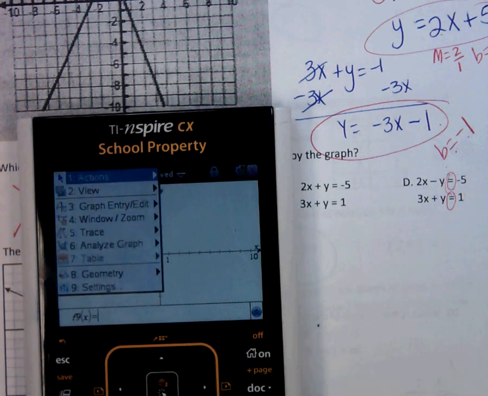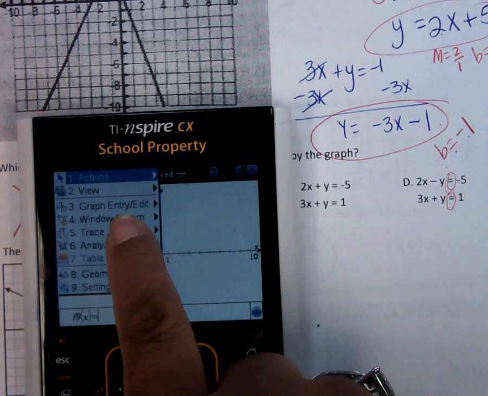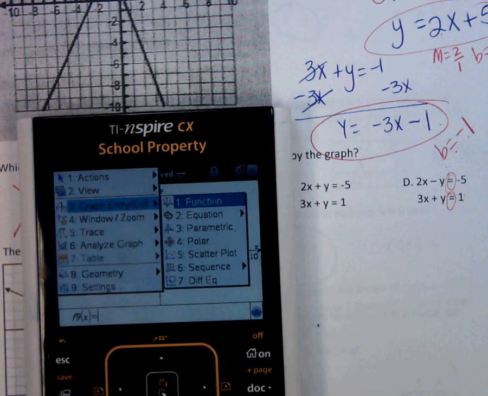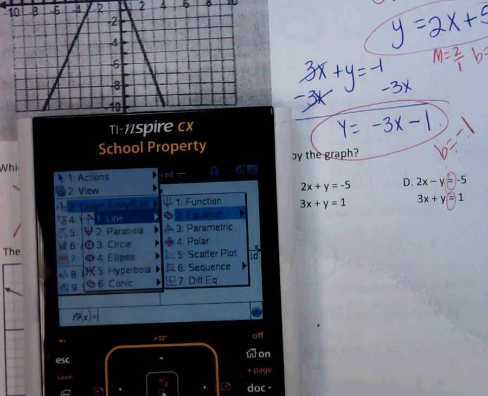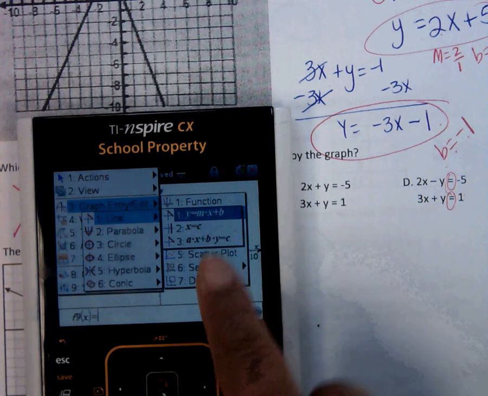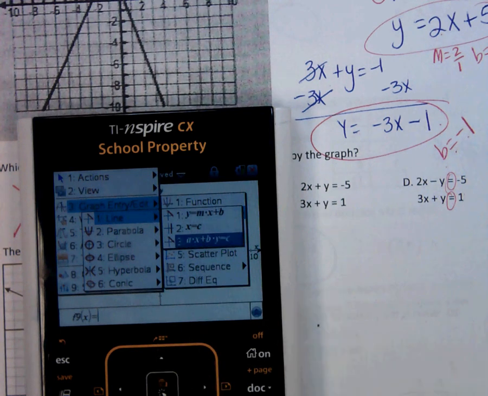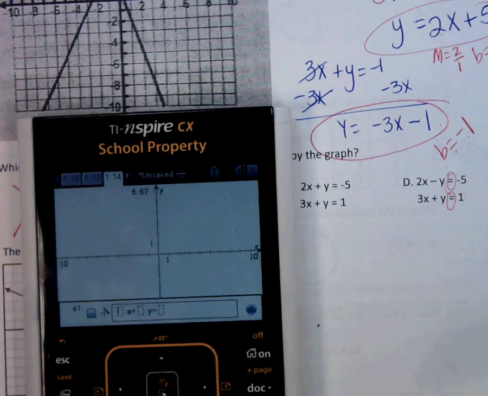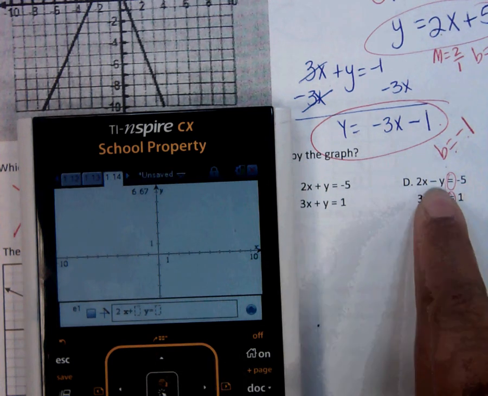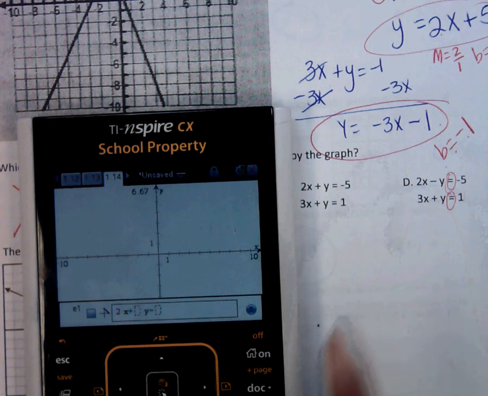Menu, graph, the entry and edit, 3, 2 for equation, 1 for line, 3, standard form. Menu 3, 2, 1, 3. The equal sign is on the right side. Yay! So 2. For minus, you have to put -1.